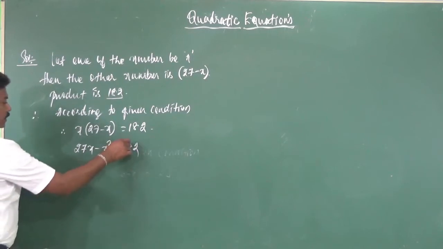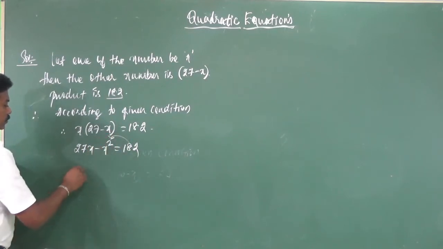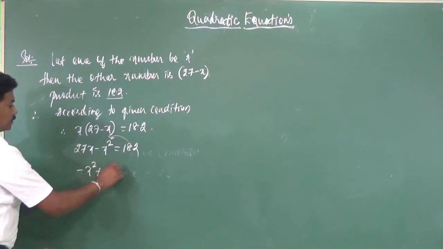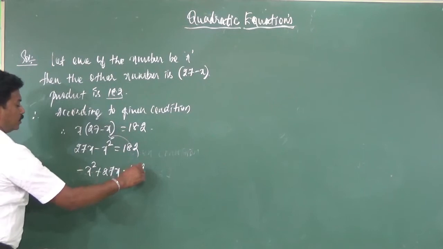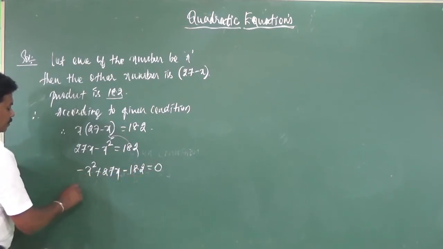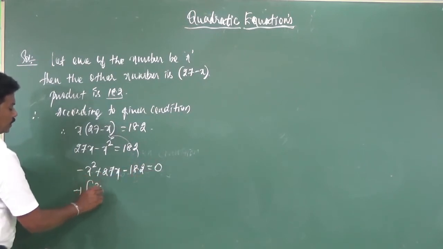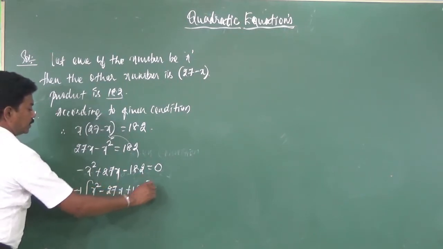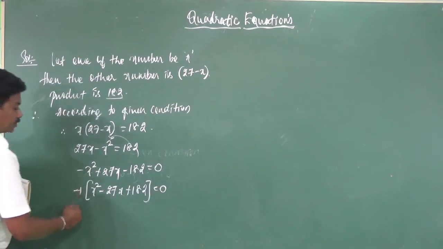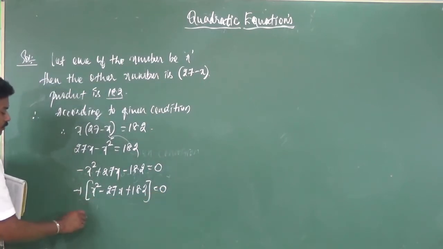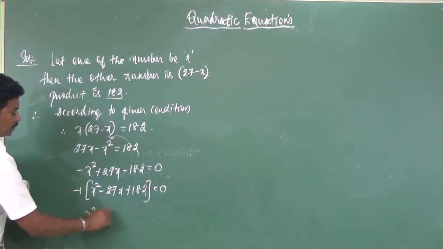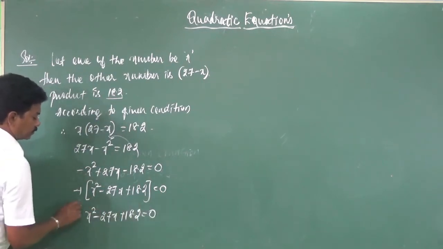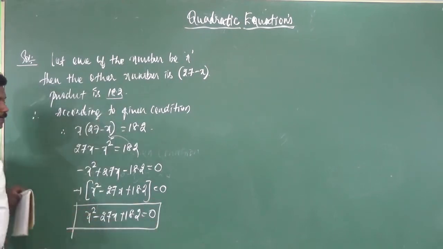So now, we will take this 182 to LHS, transpose it. So minus x square plus 27x minus 182 is equal to 0. So we will take minus 1 as common, that becomes x square minus 27x plus 182 is equal to 0. We put this minus 1 to the denominator of 0, so that becomes x square minus 27x plus 182 is equal to 0. So this is the required quadratic equation.